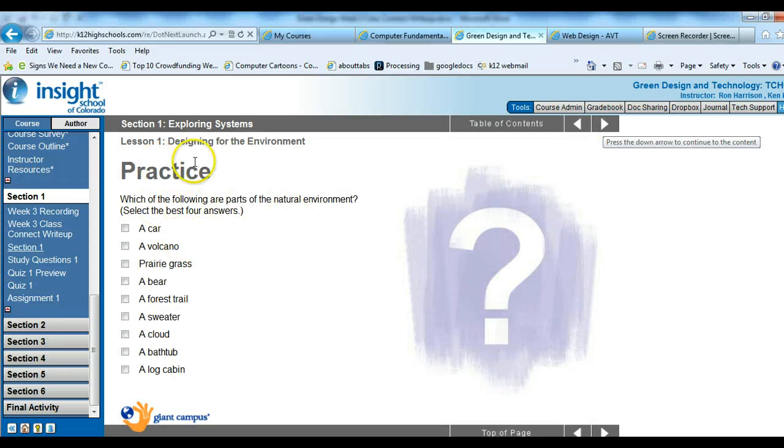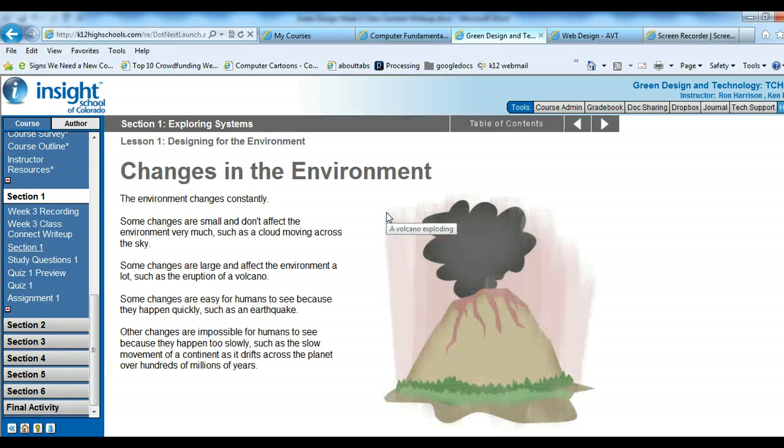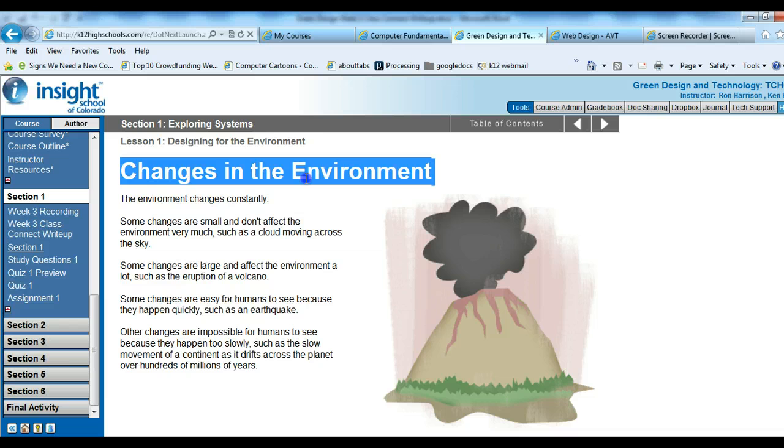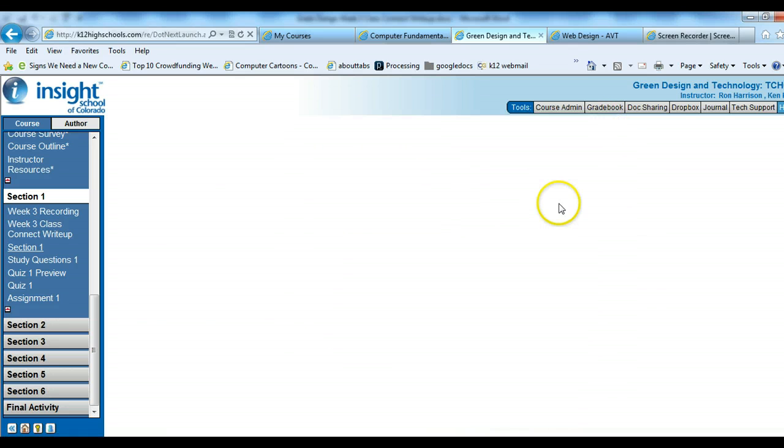So there's a little bit of practice. As you go through these section presentations, they'll have you do these practices as you go along to see what you know, to see what you've learned. This talks about changes in the environment. Some changes are natural, like a volcano. Some can be man-made, right? We could dam up a river. That changes an environment.